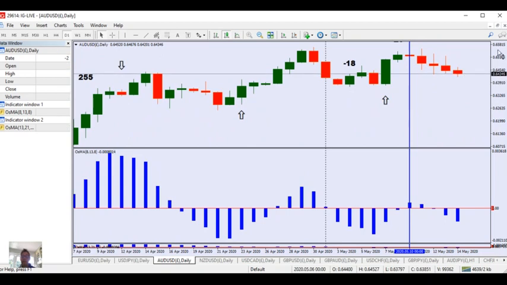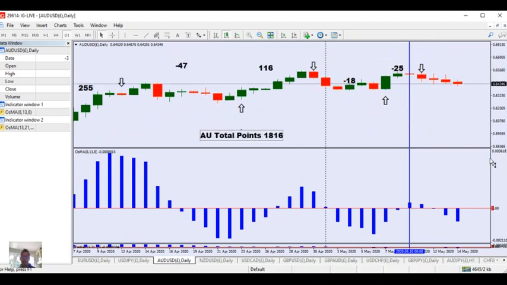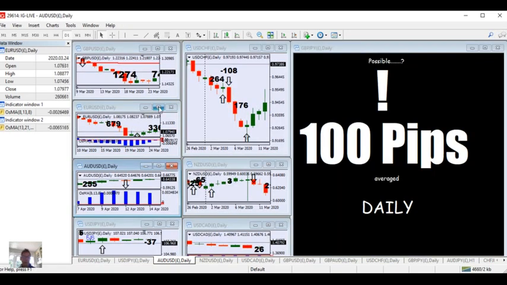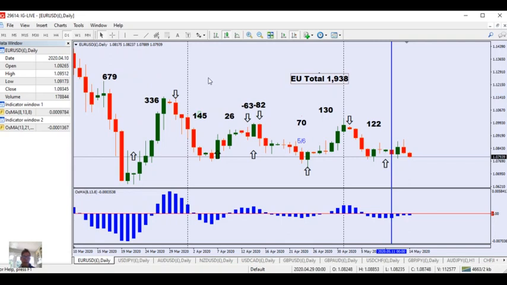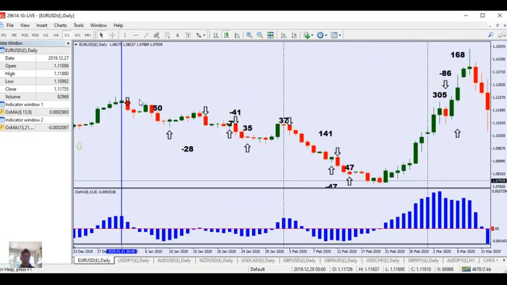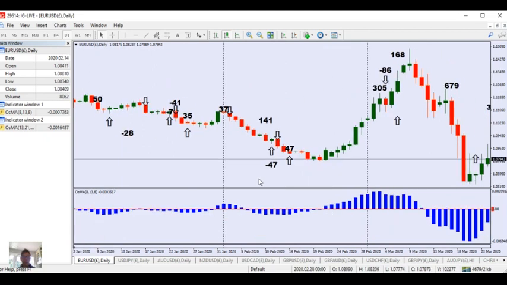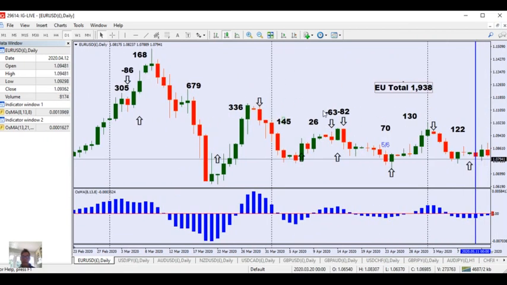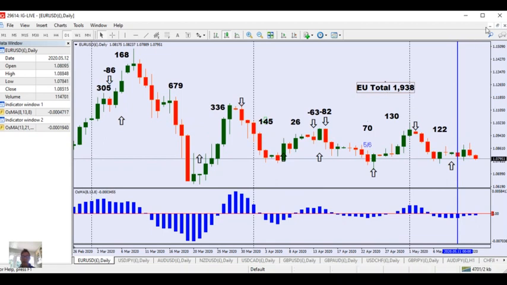Minus 18, minus 25. Total points 1816. I'll have a look at that in the next one so you can see what size drawdowns you get. This is EUR/USD, and so you start off positive, minus 28, minus 41, minus 47 there, and minus 86, minus 63 and 82 together. And that's 1,900 points.